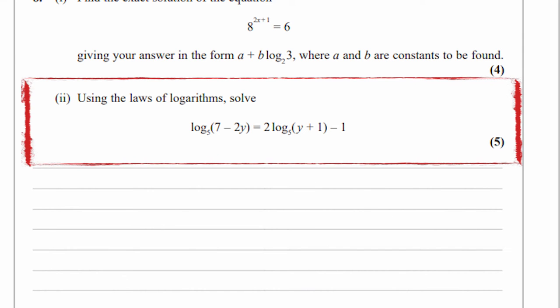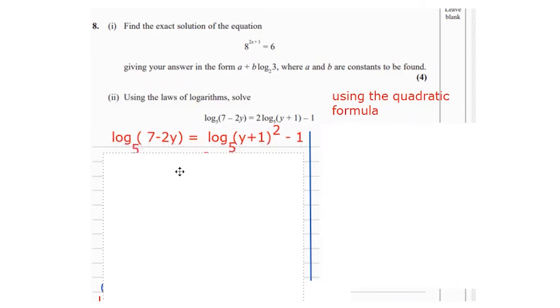I shall now be discussing the second part. The question is that we use logarithm laws to solve the following equation: log of (7 minus 2y) minus 2 log of (y plus 1) equals minus 1. The first thing I shall be doing is taking the 2 in front of log of y plus 1 as a power and rewriting it as log of (y plus 1) squared. So that's the first step that I do.